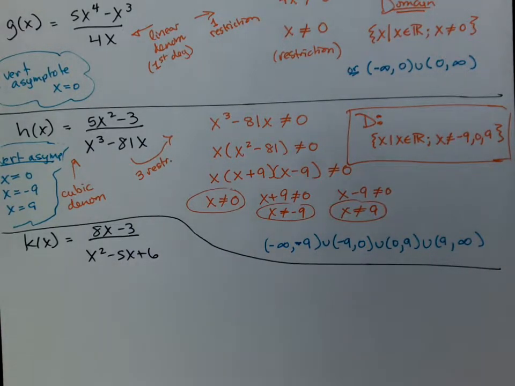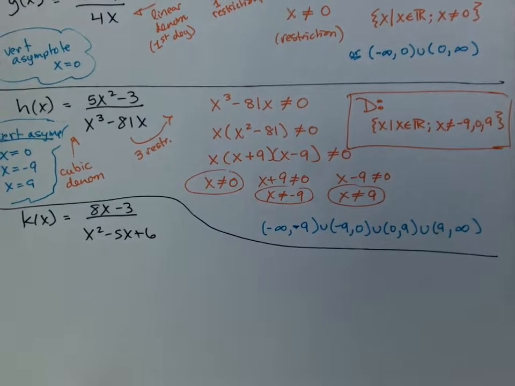Okay, so do this one. Find the restrictions, write the domain. Name the asymptotes. One more thing.